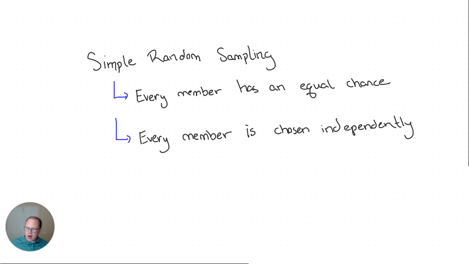So say the person right next to you is chosen for the sample. They don't go and say, well, we already got someone from your row, so we're not going to pick you now. No, every member is chosen independently. It doesn't matter who else has been chosen. You might still be chosen. Your chance does not change. This will make a little more sense if we look at an example.